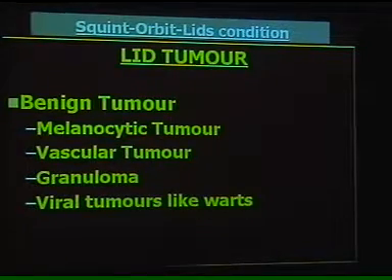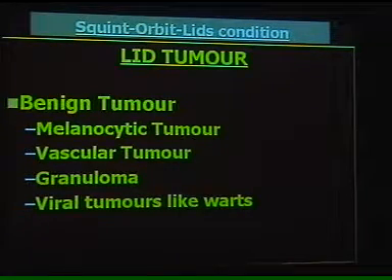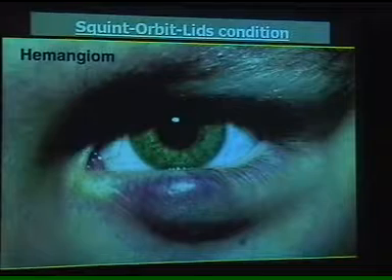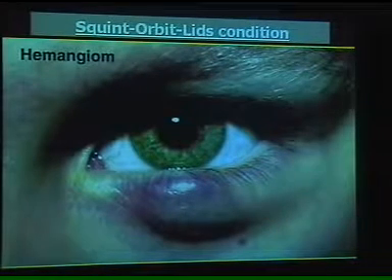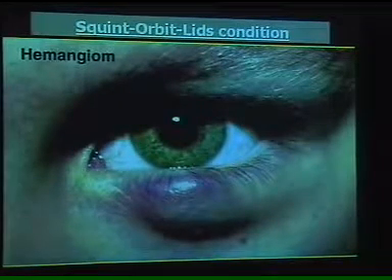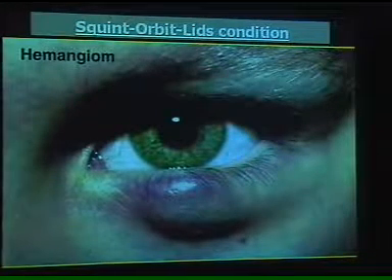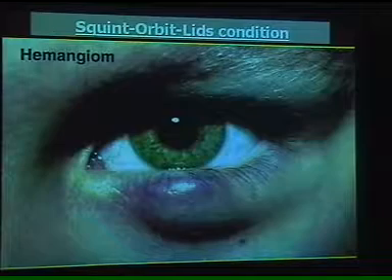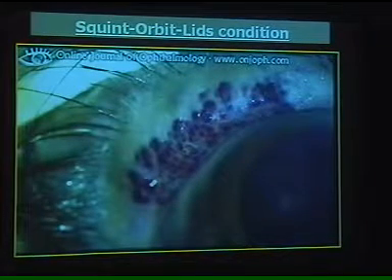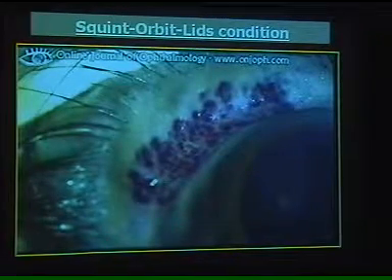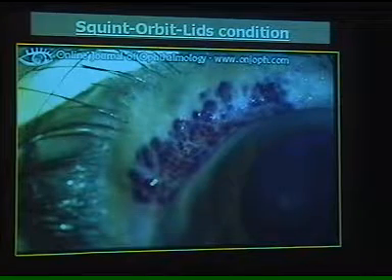Lid tumor, I'll just give you an overview. Melanocytic tumor, vascular granuloma, and viral wart. It's a vascular hemangioma of the lower lid. It is seen shining through the skin, so it's easy to diagnose. Next, hemangioma of the upper lid, but unlike the previous one, it is a flat lesion.